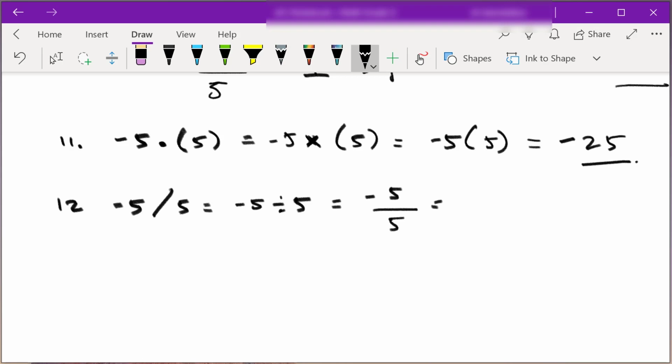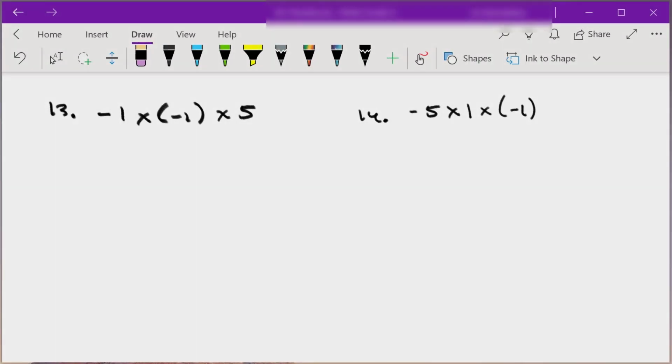And similarly with division, if you have, in the case of number 12, minus 5 slash 5, which is the same as minus 5 with the division sign 5, which is the same as writing minus 5 over 5, which is just minus 1. Again, in both cases, the answers will be negative because there's only one negative sign. Let us look at some other problems.